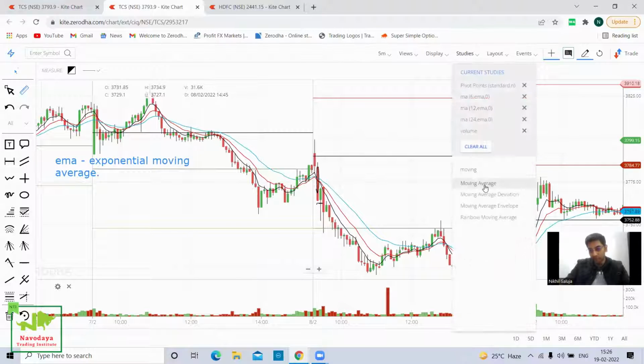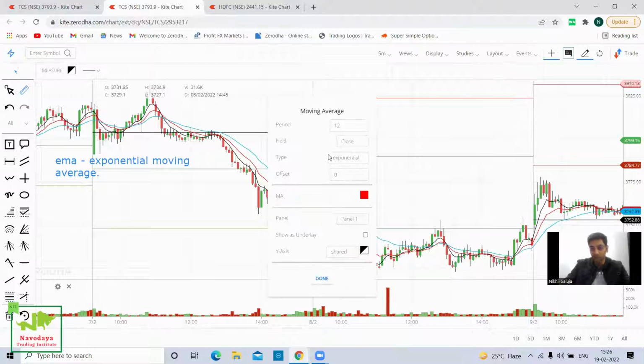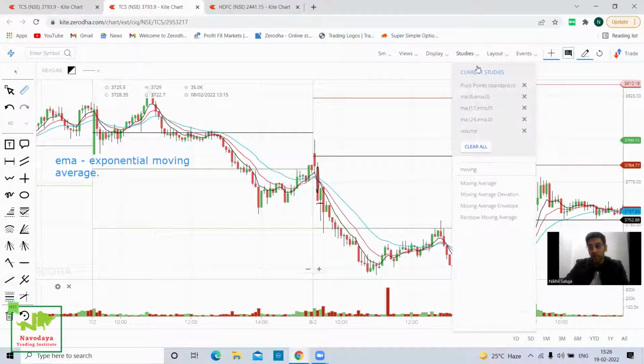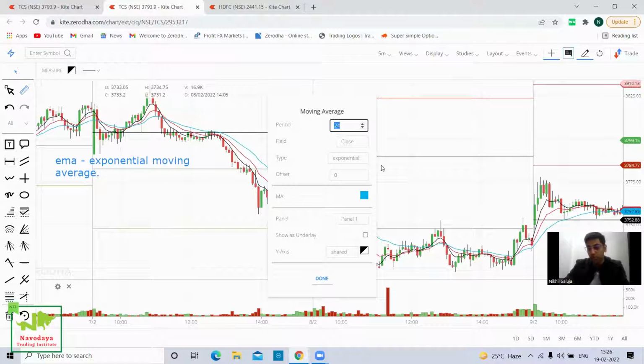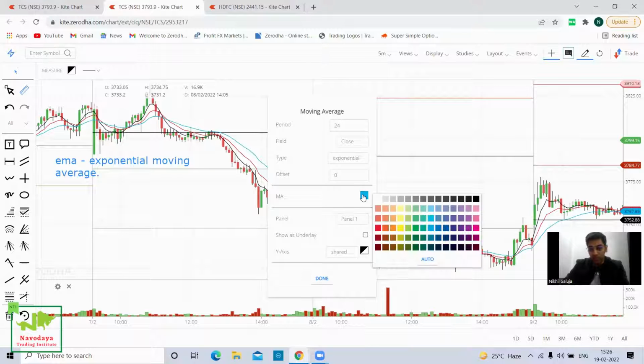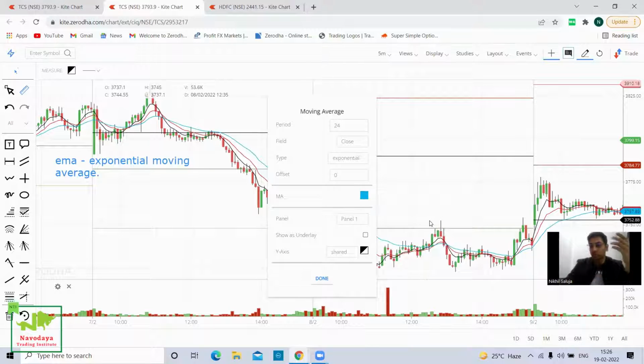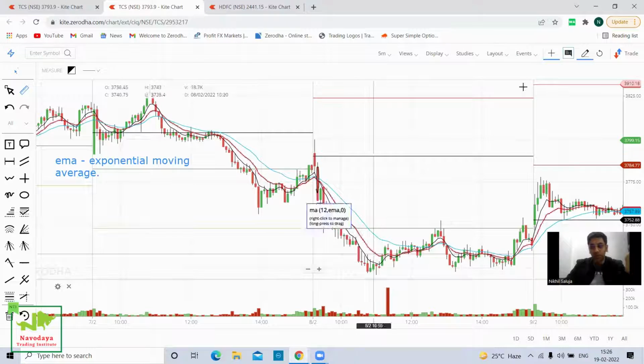Okay, the same step, we'll click on moving average. It will open something like this. We'll type this period as 12, right? Choose this as exponential and choose this as red. Okay, we will come over here, do the same thing. We'll click over here, something like this will open up. Type over here 24, choose this exponential, and color is blue for me. You can choose any color that you want according to your preference or whatever suits you, right?